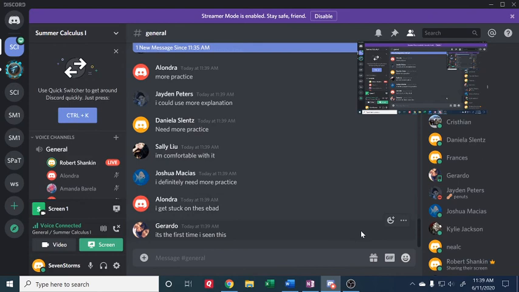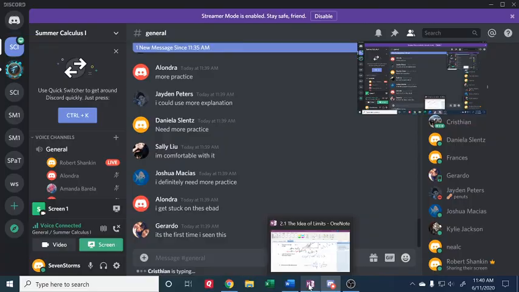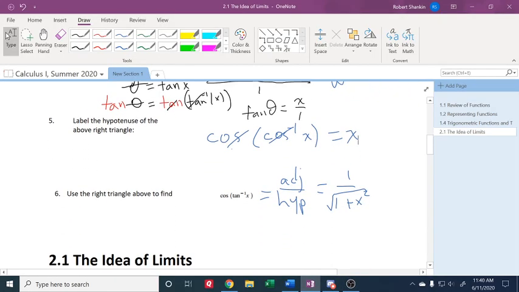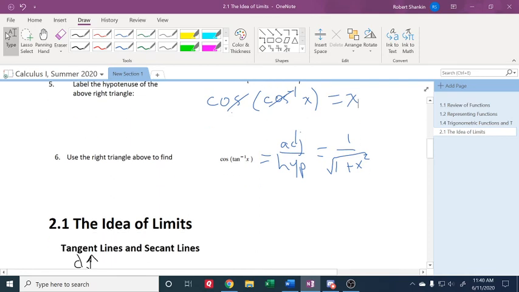Alright, let me go back and just review it right now. The homework problems will be like this. Find, and this is actually one of the homework problems, the cosine of the inverse tangent of x by using a right triangle. If we had to start with this one right here, how would we proceed?